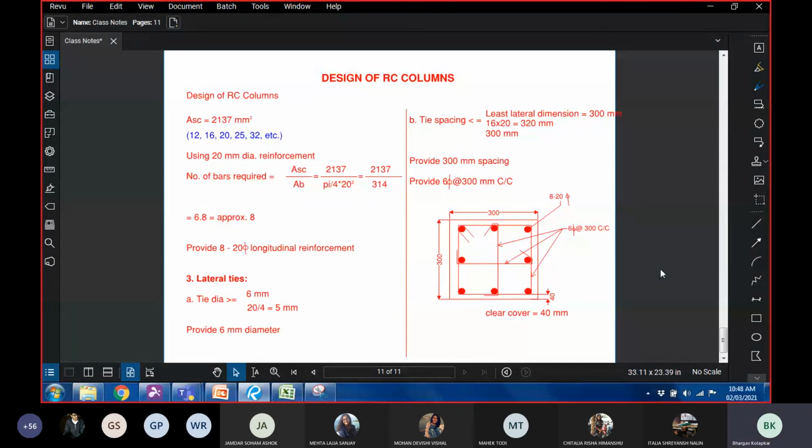Bhargav, I have a doubt. This might be a stupid doubt, but I know that we got the answer as 6.8 and we took it to be 8 for the ease of putting it evenly throughout the column. So is over reinforcing in columns completely different from how it is in beams? Is it okay to overestimate? I just wanted to ask about that relationship. Yes. Actually, that's not a trivial question.